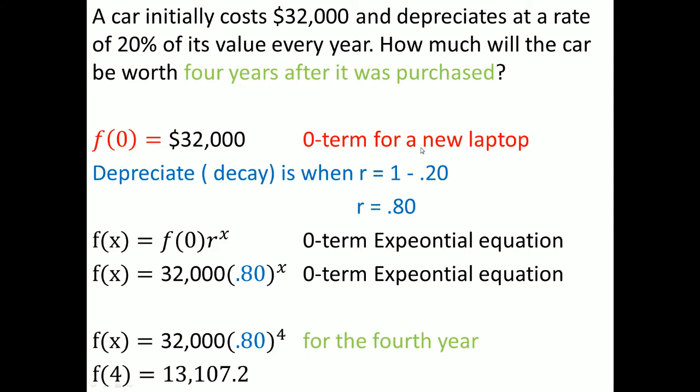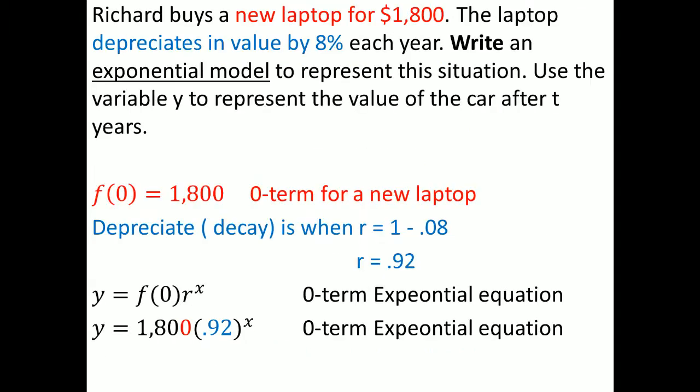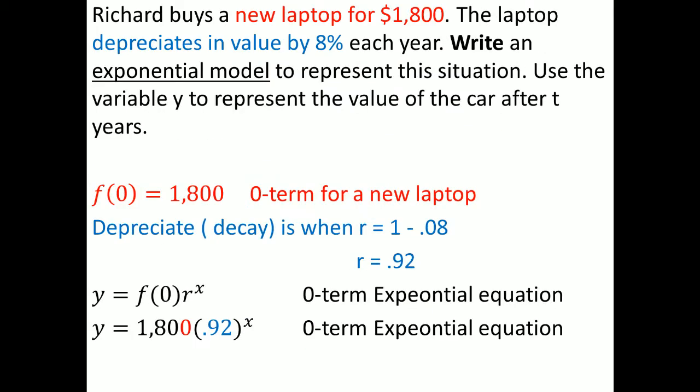Right? This comes from the information that I got here. Now, to do it for the fourth year, you set x to 4. Plug this in, you should get f of 4, right? You're evaluating x equals 4, which is equal to $13,107.02. Okay, that is how much the car is worth after 4 years. Last one. This is the third, right? And this is the Richard buys a laptop problem, right? So that's question 12, that's the car, and this is the Richard problem.